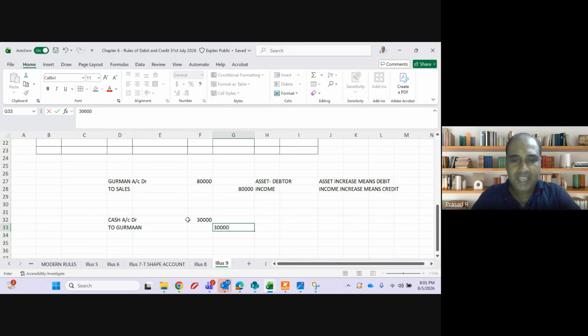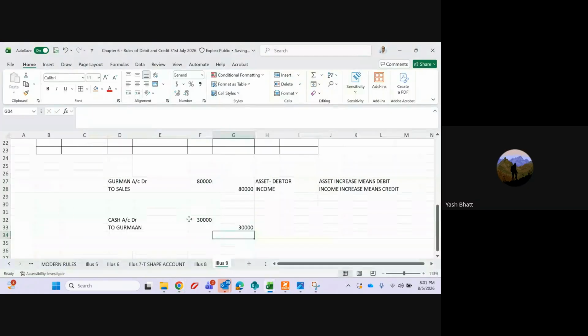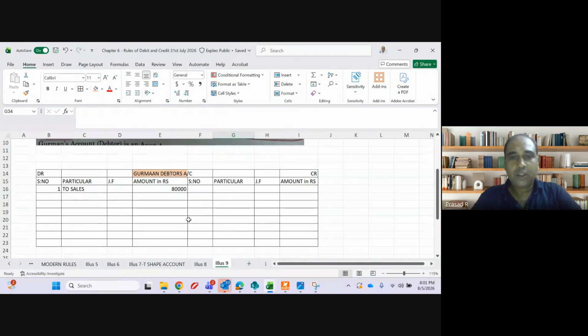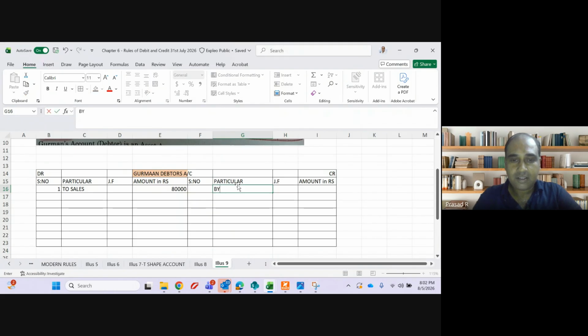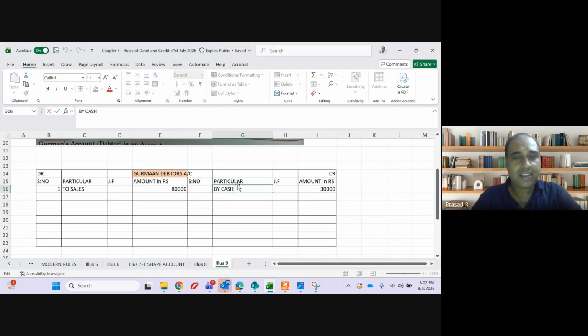When Gurman pays me cash, will the debtor Gurman increase or decrease? Decrease, sir. Whenever an asset is decreasing, do I put it on the debit side or credit side? Credit side. Because of what is it decreasing? Cash, because I received cash. The words "we have received cash" are not required. I have only one account, the cash account. There I will receive, I will pay.